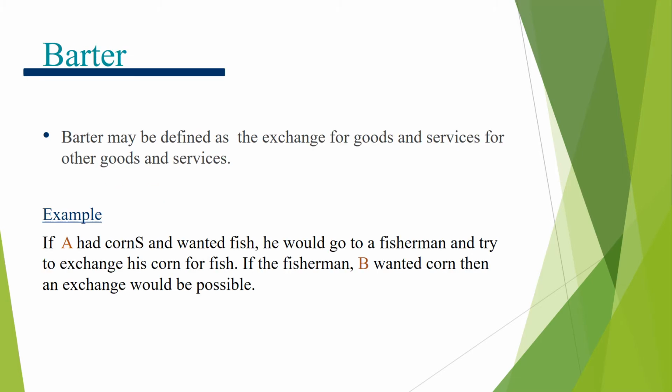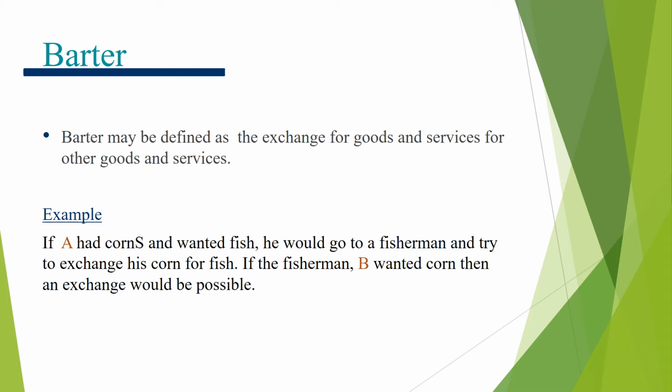Now, barter may be defined as the exchange of goods and services for other goods and services. An example of this is if A had corn and wanted fish, he would go to a fisherman and try to exchange his corn for fish. If the fisherman, which is B, wanted corn, then an exchange would be possible. So he would have to have what B wants in order for barter to take place. It really has to do with the exchange of goods and services. One person has to have what the other person wants.